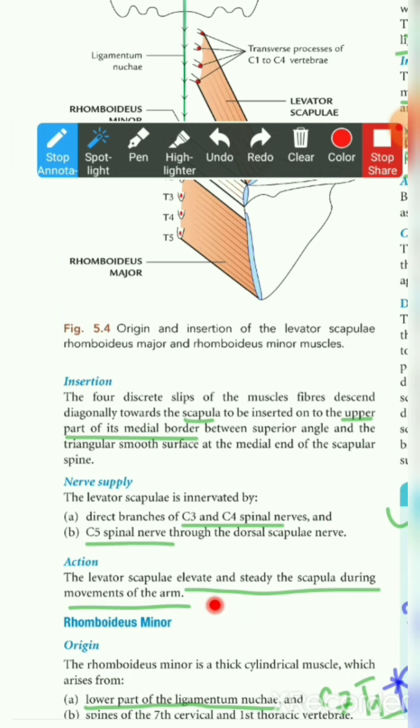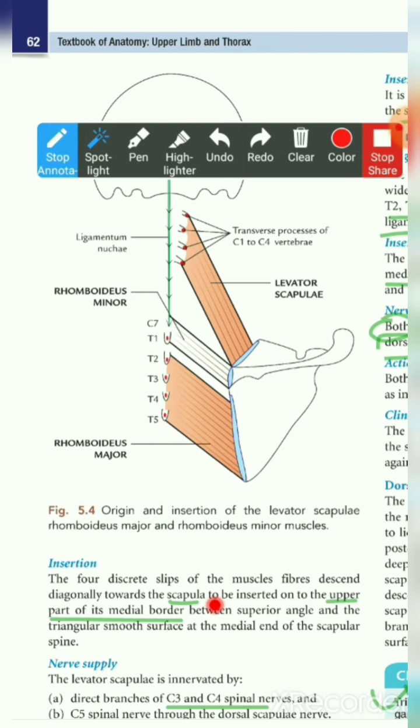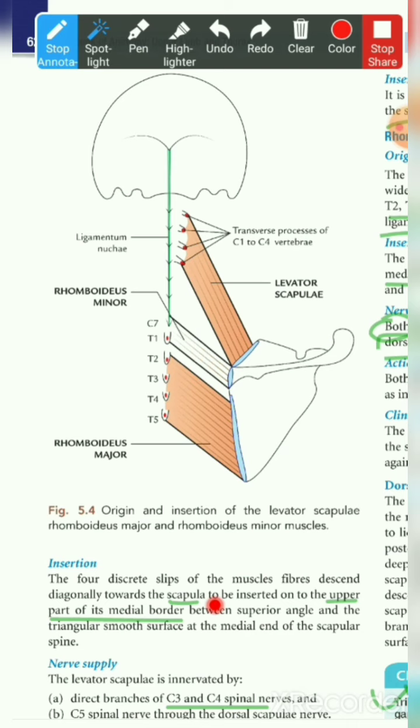So let's see how it looks. This is the levator scapulae muscle. It arises from the transverse process of the cervical 1 to cervical 4 vertebra, and it inserts into the upper part of the medial border of the scapula. This is the levator scapulae.